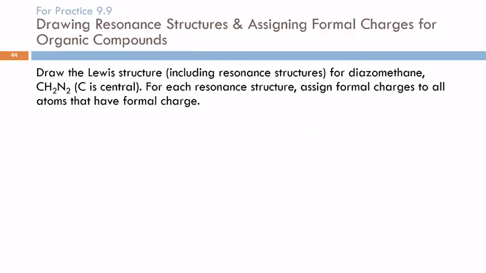Drawing resonance structures and assigning formal charges for organic compounds. So draw the Lewis structure, including resonance structures for diazomethane, CH2N2, and they're telling us that carbon is central. So you'll often see a little note like this, especially on an exam. We'll give you a clue, because some of these you can draw so many different things that it becomes a little overwhelming. So we're giving you a hint in the right direction. Put the carbon in the middle. And it says, for each resonance structure, assign formal charges to all atoms that have a formal charge. So what that means is if it's 0, you don't have to write anything. You just need to write the actual charges.